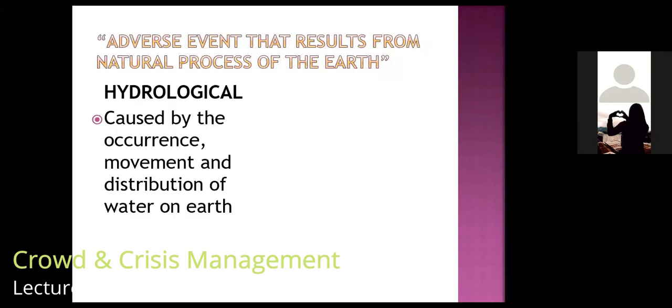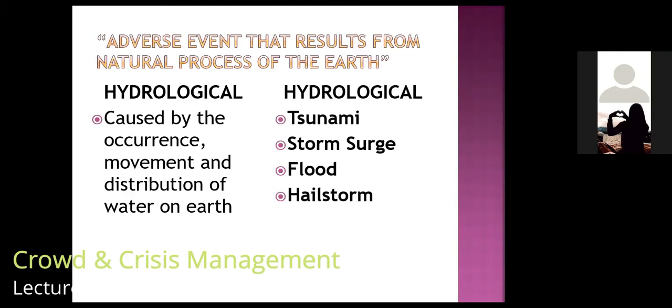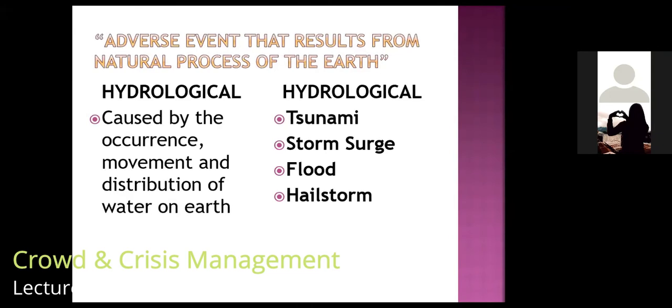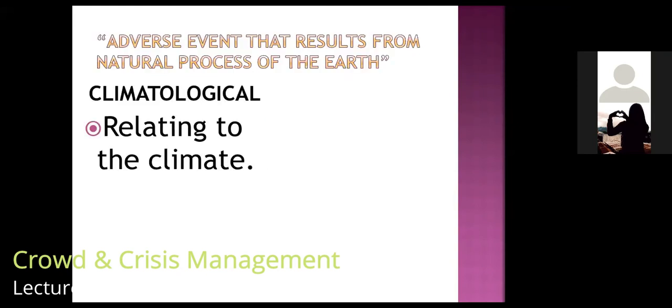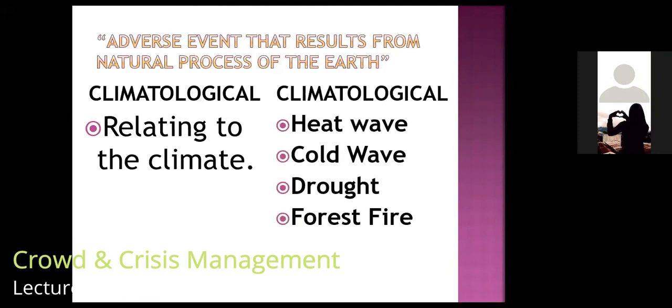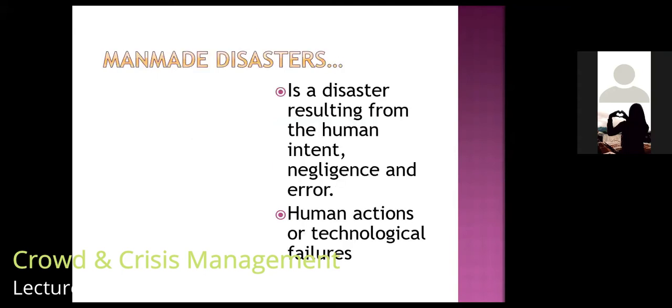Another is the hydrological. From the root word itself, hydro means water. So it is caused by the occurrence, movement, and distribution of water on Earth. The following examples are tsunami, storm surge, flood, and hailstorm. The last one is the climatological. This relates to climate. Some examples are heat wave, cold wave, drought, and forest fire.